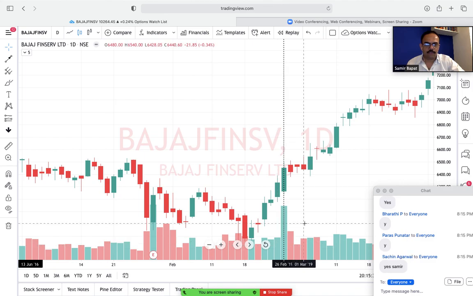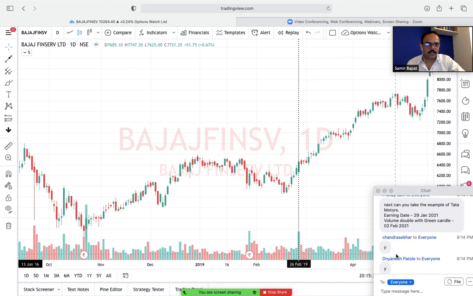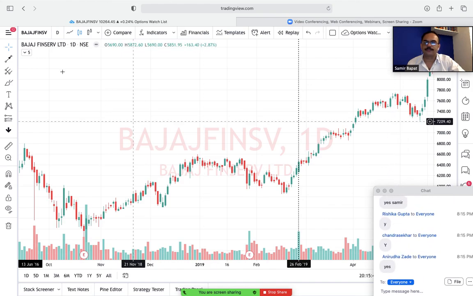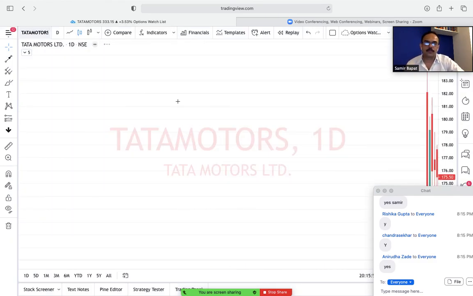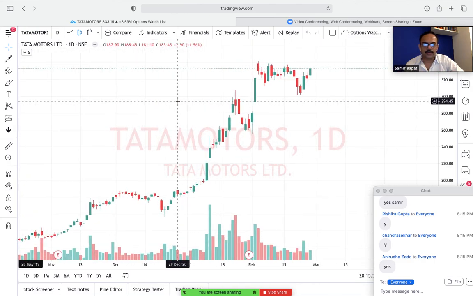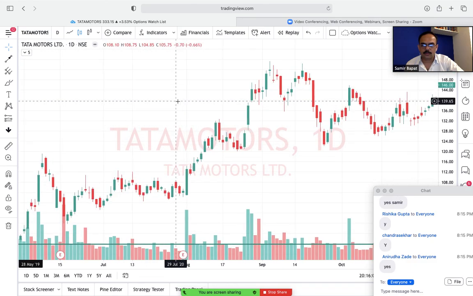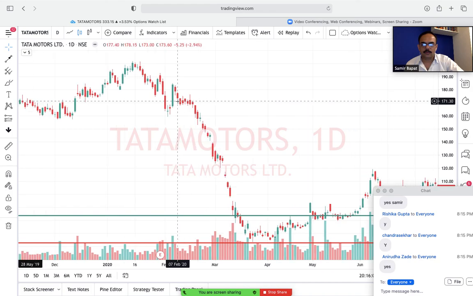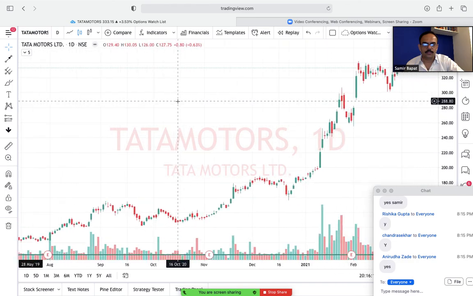Okay, if you are good, we will pause for a minute. Someone said Tata Motors. When was that? Tata Motors earnings 29 Jan 2021. Let's see. 29th Jan. Okay, so it is recent.